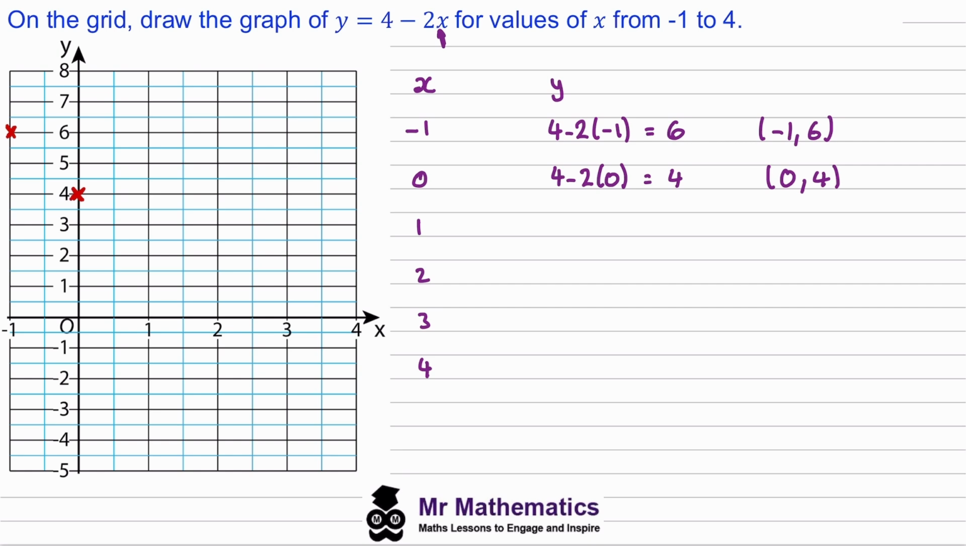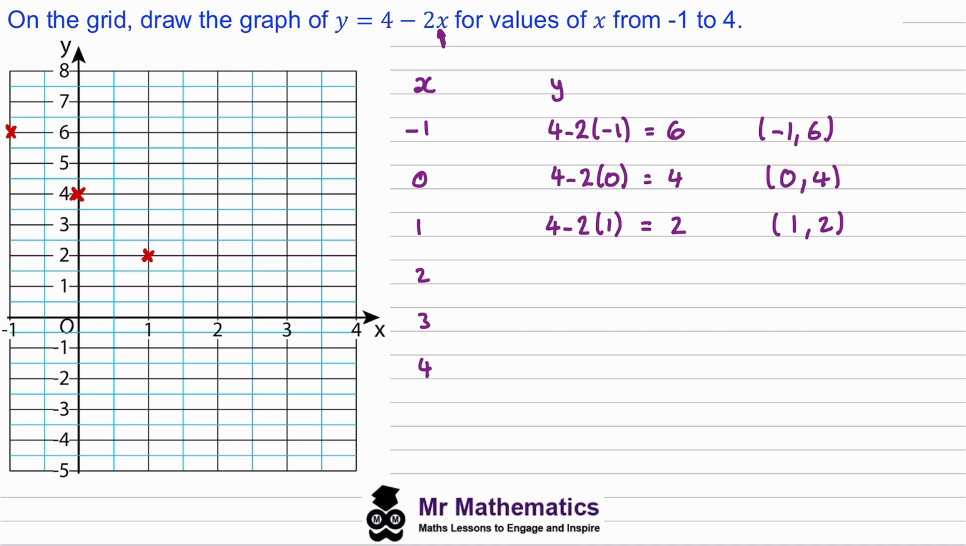Now, can you predict what the next y value will be? Well, let's work it out. We've got 4 minus 2 lots of the x value, so 2 times 1, and 4 minus 2 is 2. So our coordinate pair is 1 and 2. So I'll plot this point at 1, 2.